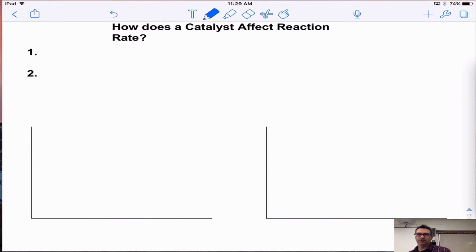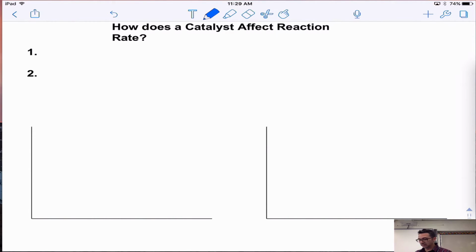Welcome everybody. So far we've talked about how the potential energy diagram looks, how to measure activation energy, all that good stuff. So now we're going to talk about how a catalyst will affect the reaction rate and also how a catalyst will affect the diagram as well.